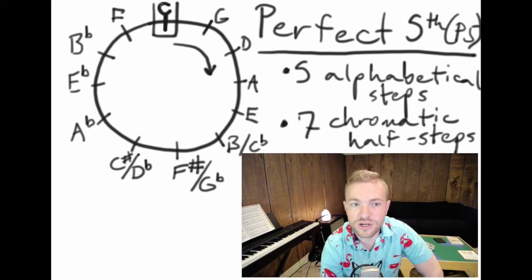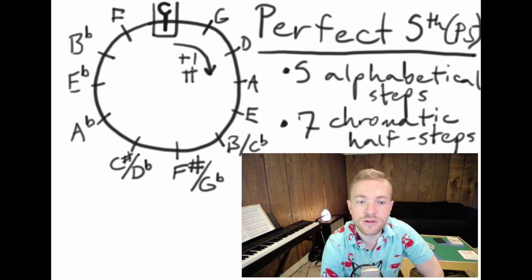flats, right? So the key of C is just all white keys, or just A through G alphabetically, right? No sharps, no flats. So every time we go one stop clockwise on the circle, we're going to add one sharp to the key signature, or add one sharp to the key, right?